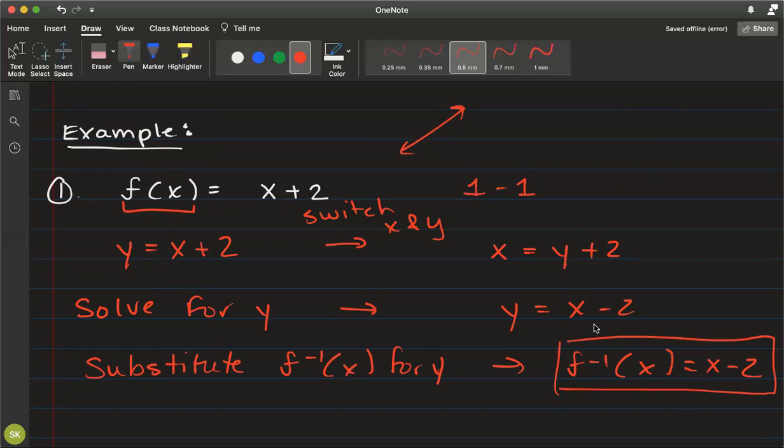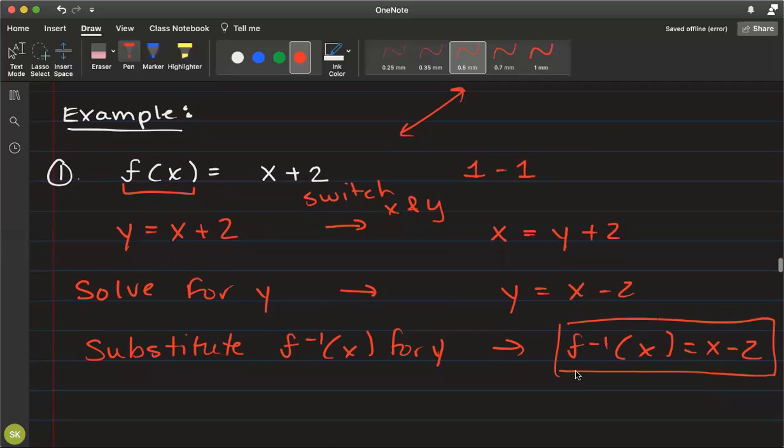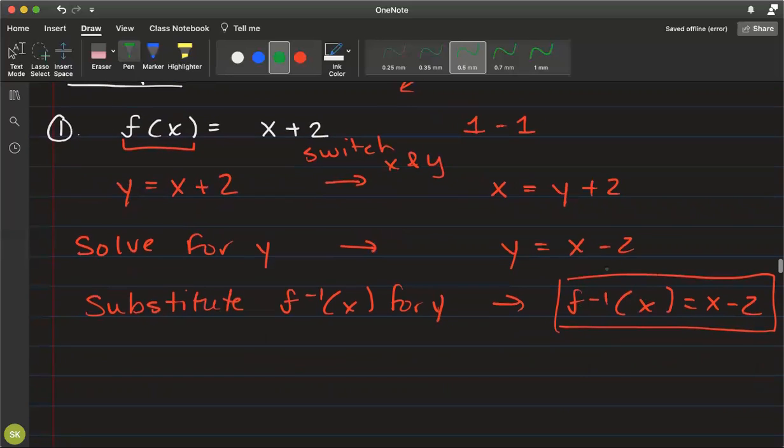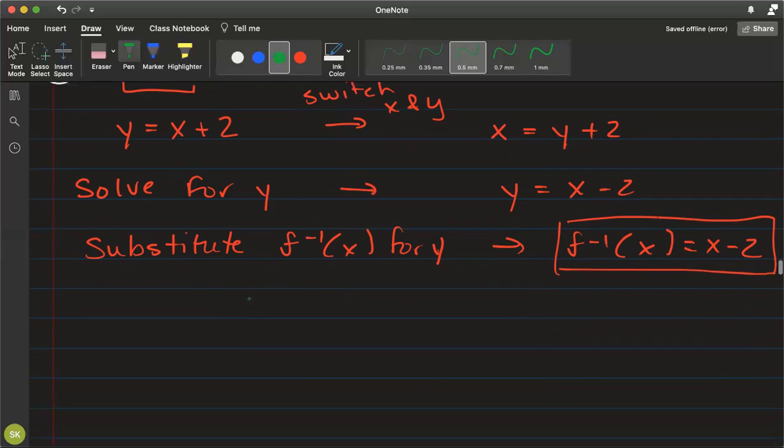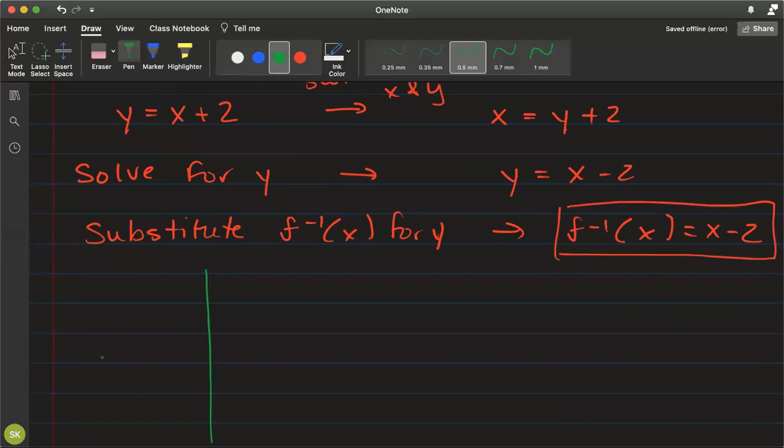So all we do is we switch x and y, solve for y, and then replace y with f inverse of x. Now, how can we verify that this is the inverse? Well, there's a few things we can do. There's lots of properties of these types of functions. So one of them is we can graph and see if the graph is symmetric about the line y is equal to x. So maybe we should sketch this.